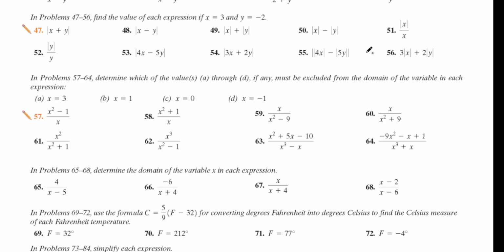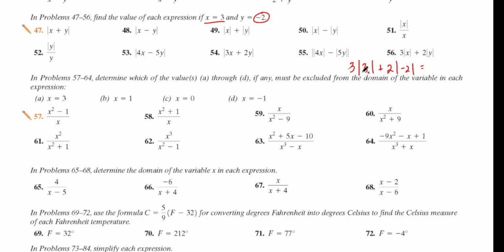Everybody watch. 3 times the absolute value of x. What did we say x was again? It's just 3. So that's just 3 times 3. When they're next to each other like this, it just means they're multiplied. Plus 2 times y. What is the y? It's negative 2. So put a negative 2. But it's an absolute value. It's the absolute value of y.